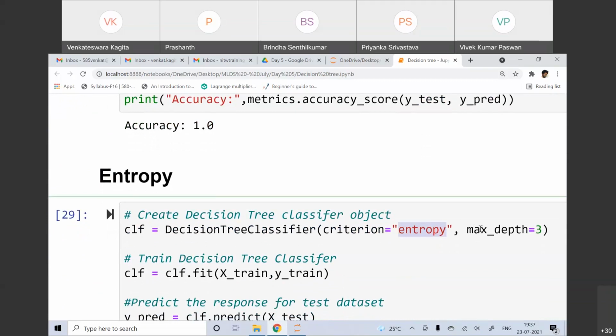Madam, you have asked about different pruning techniques. Max depth equal to 3 I am setting. It means that I am restricting the tree. Sir, how do you select this max depth? This is again, madam, like a hyperparameter. Yeah, this is one of the things that you have to try.